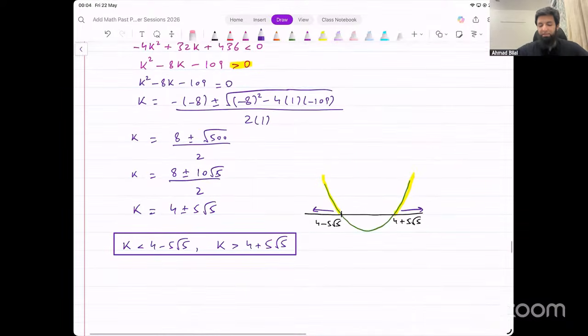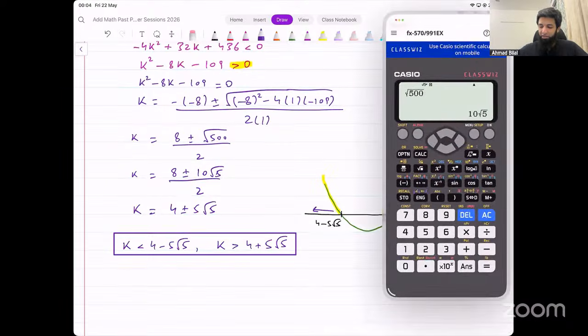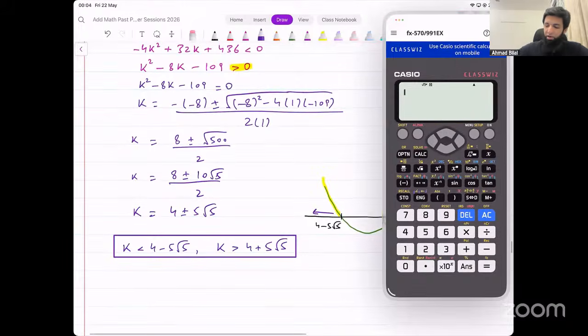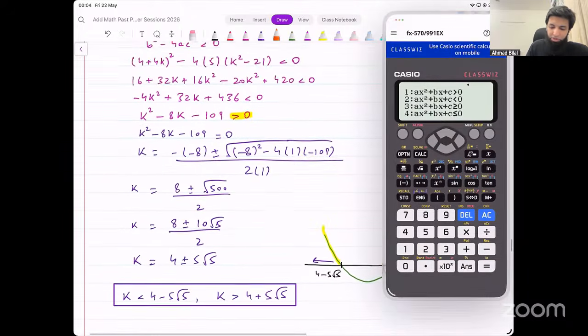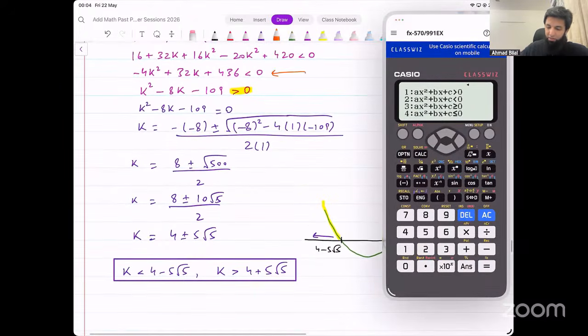Now, since it's a calculator paper, you can actually check this on your calculator as well. For the inequality menu, go down. Right next to the equation function, you have the inequality function. Select that. It's a quadratic inequality, so polynomial degree 2. Which one of these forms is it? If I just input the original inequality, which was this one, it's less than 0. We can put this one as well. Either of them doesn't matter.